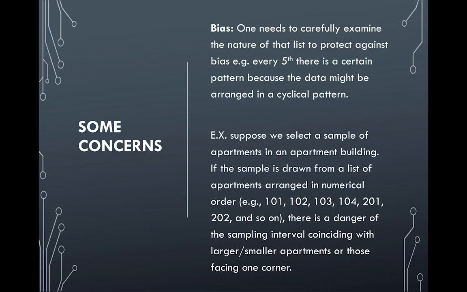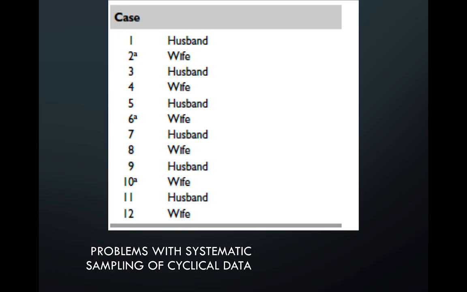Here, the danger is the sampling interval coinciding with larger or smaller apartments, or those facing one corner. That's just an example. This one, it's a very sexist example, and unfortunately, I think this is the way things were listed, that the husband would be put first. So you have this list, it's a hypothetical list. I don't think we see this much anymore, but I don't know.